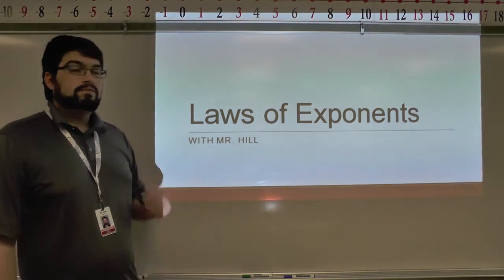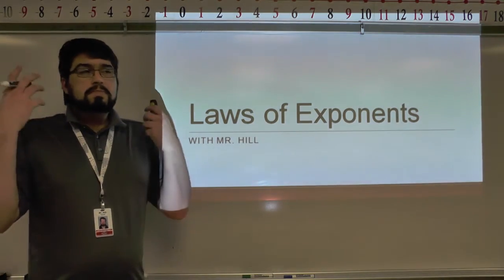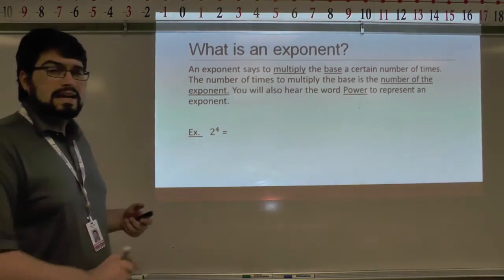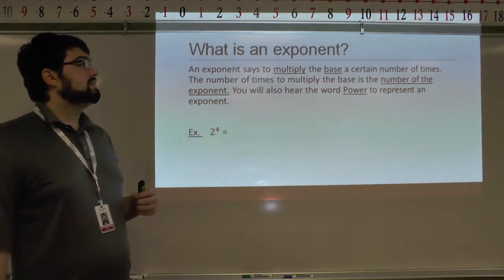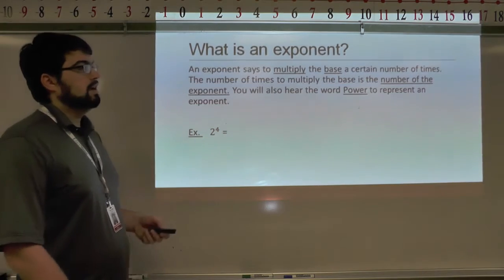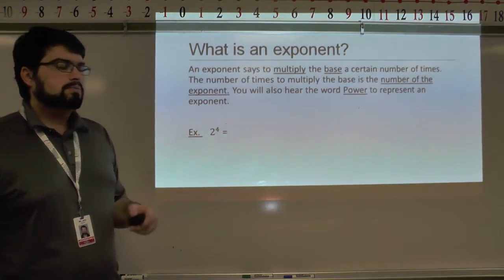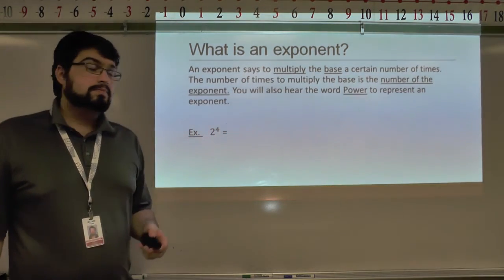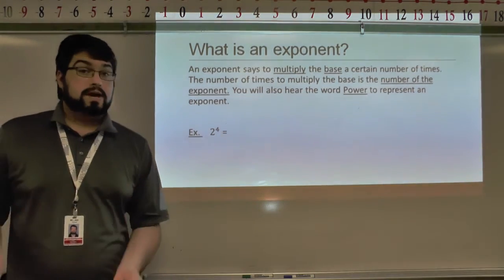Okay, so first we need to know what an exponent is. Just in case you haven't remembered what an exponent is, we're going to do a little short review. So what is an exponent? According to this definition, it says that an exponent says to multiply the base a certain number of times. Now, certain number of times, what? The number of times to multiply that base is the number of the exponent. And another word for exponent that you will probably hear is the word power.